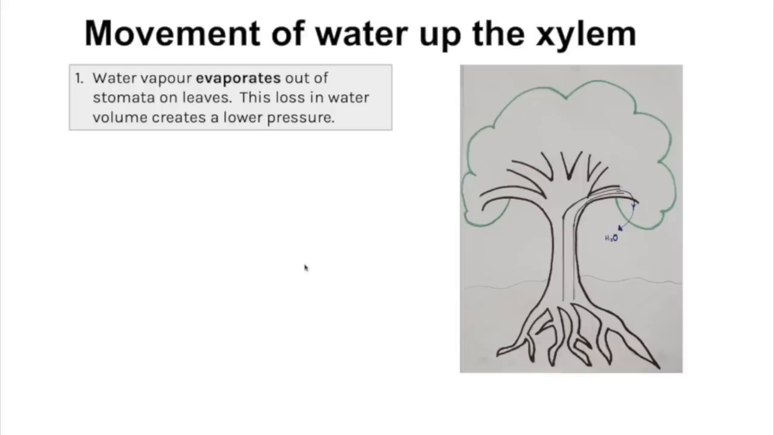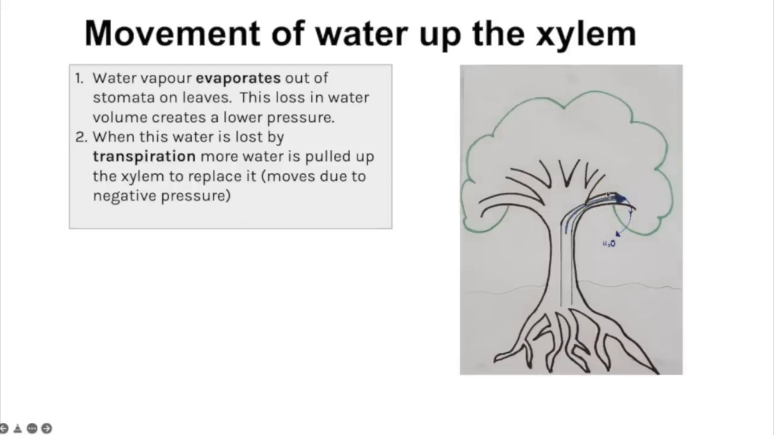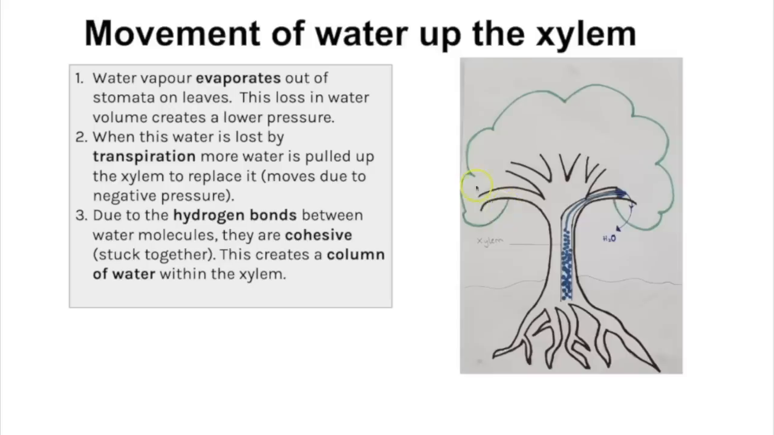So just have a look at this as a whole. The first thing that happens is the water evaporates out of the stomata, and as that water vapour is leaving, that is then leaving behind this lower pressure because liquid has been lost. And that creates this negative pressure, or in other words, a pulling force. And that pulls the water column up the xylem.